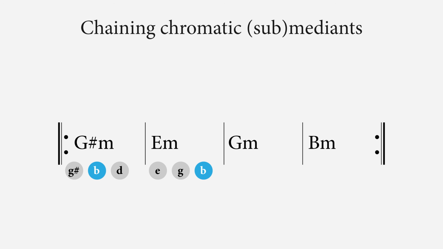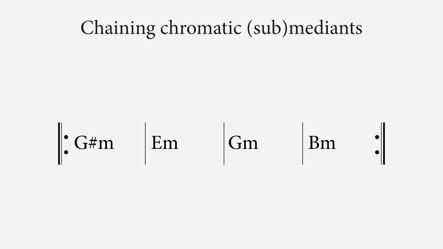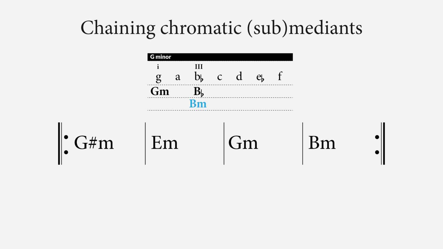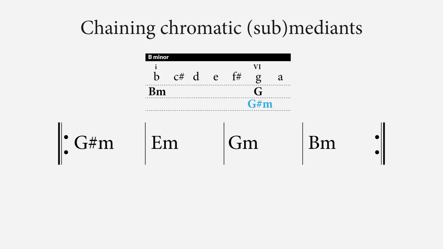Then the E minor chord is followed by its chromatic mediant G minor. The chords are connected by the note G. And the G minor chord is followed by its chromatic mediant B minor. And the G minor and the B minor chord share the note D. And finally, B minor returns to its chromatic submediant G-sharp minor, and they are connected by the common note B. Now here's the progression using this chain of chromatic mediants.